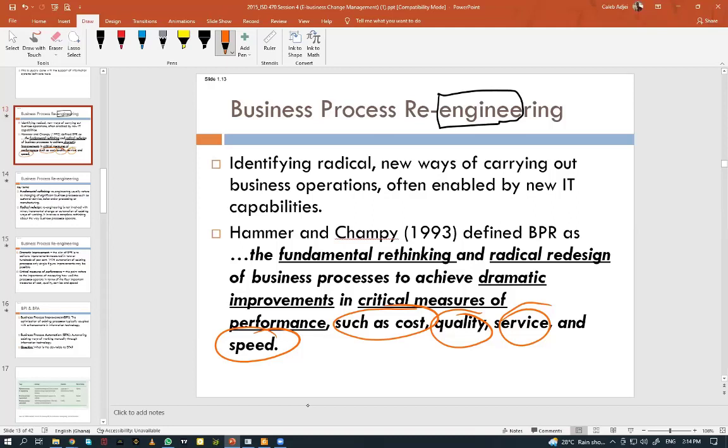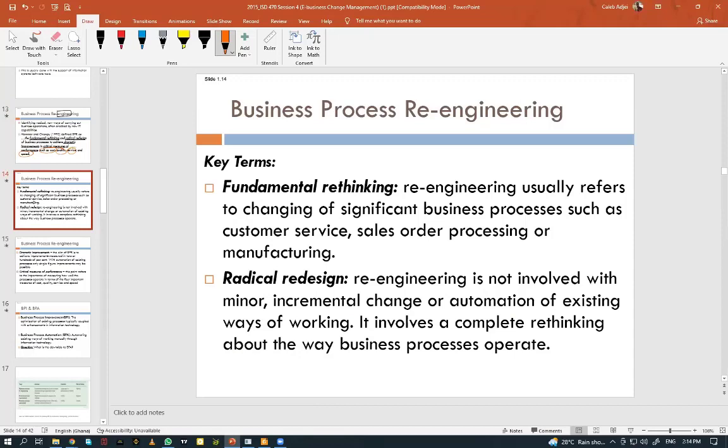So these are the metrics that we can use to measure if there has been a successful business process re-engineering. Just like I said, the fundamental rethinking is all about re-engineering. It usually refers to changing of significant business processes such as customer service, sales order processing, and manufacturing. Then radical redesign also is about re-engineering; it is not involved with minor, incremental change or automation of existing ways of working. It involves a complete rethinking about the way the business processes operate.